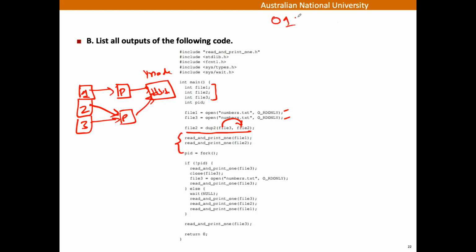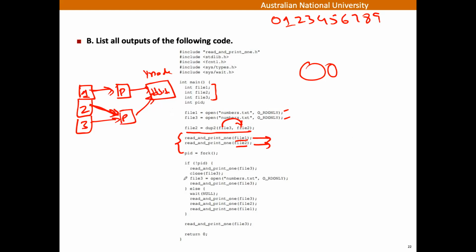Our string is 0. It says file 1, file 2. File 1 and file 2, are they pointing to the same entry in the table or different entries? Different entries, right? So they each have their own position. So the first one is incrementing file 1. The second one is incrementing file 2. File 1 points here, file 2 points here. So 0, 0, right? So now what happens?